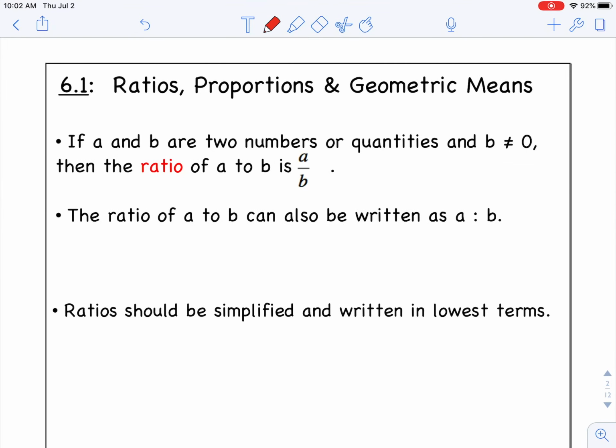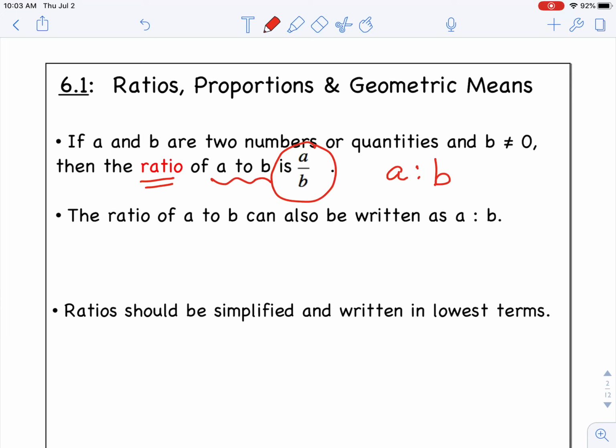So here is some background information. These are things that you're probably pretty familiar with. If A and B are two numbers or quantities and B cannot equal 0, then the ratio of A to B is A over B. So a lot of times we write these ratios as a fraction. So you can write it as a fraction, or you can write it as A to B with the words. You can also use a colon. So there are three ways to write a ratio.